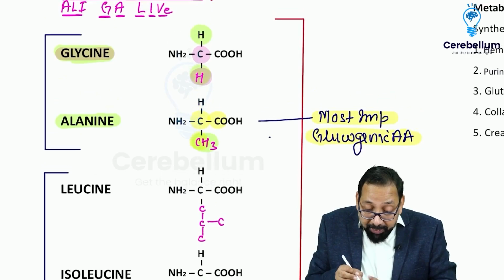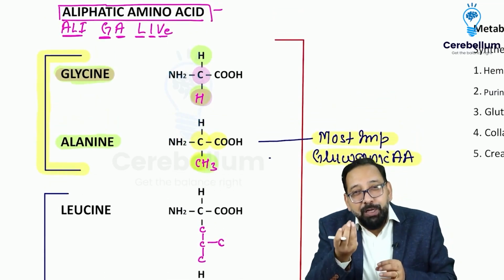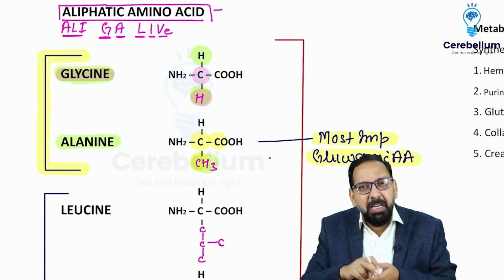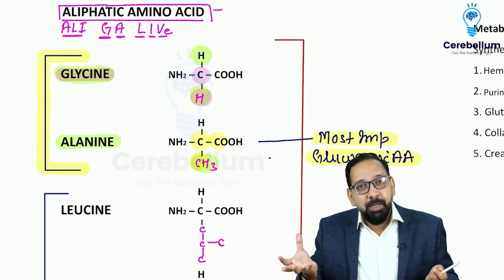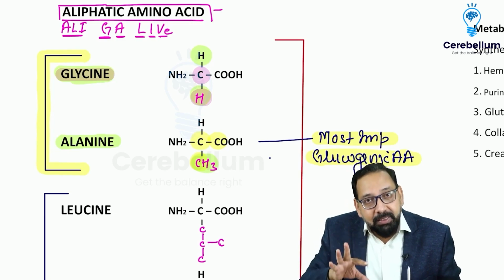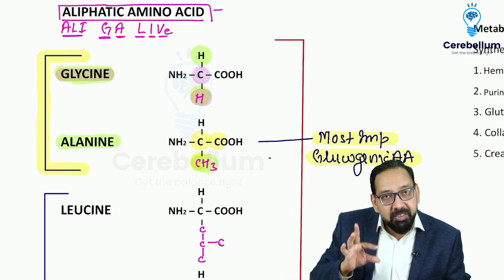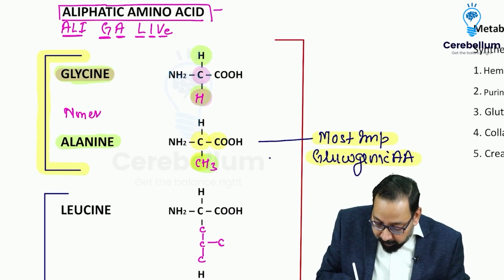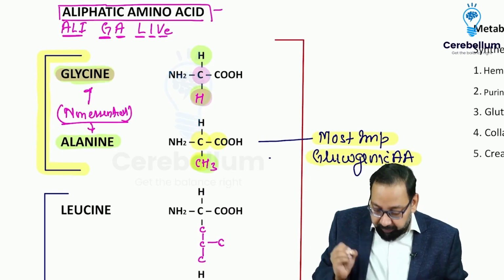So till now I have told you glycine and alanine, these are very small. Can you synthesize them? Yes, you can easily synthesize. Joining of hydrogen, joining of methyl is very easy. So you can synthesize glycine and alanine in your body, and anything which can be synthesized in our body is non-essential. So these two are non-essential.